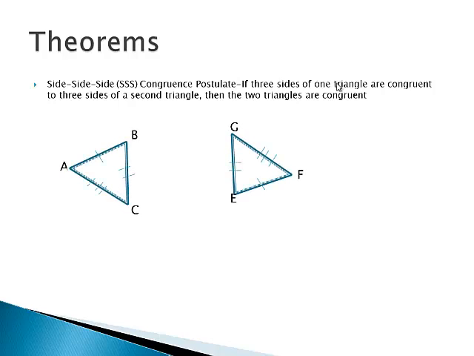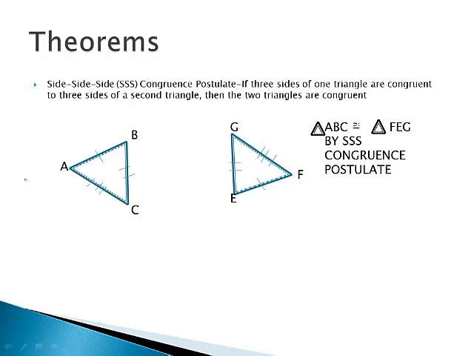So in a picture, remember the double dash marks, the single dash marks, the triple dash marks, those indicate what sides are going to be congruent. If we show in a proof or in a numerical example that all three sides of one triangle are congruent to the corresponding three sides of another triangle, we can state that the two triangles are going to be congruent by the side, side, side.